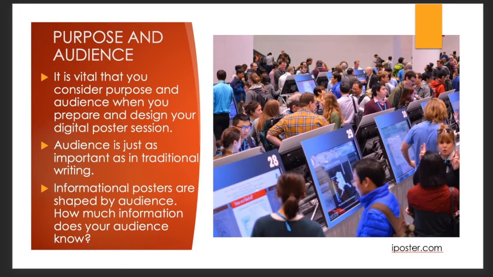Think about if you're talking to patients versus colleagues. It would be a dramatically different type of presentation, and you'd have to really gear and shift the purpose of your presentation to do this.